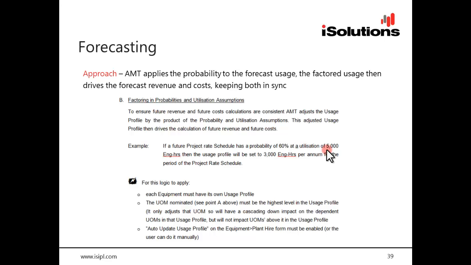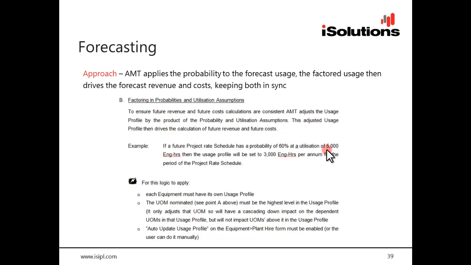Correspondingly, the revenue and the cost will then be that much lower, because we're only scheduling the maintenance for 3,000 hours, and we're only scheduling the revenue for that 3,000 hour period. We do apportion monthly based revenue items to achieve 60% of a fixed monthly cost. But so that's the main approach.